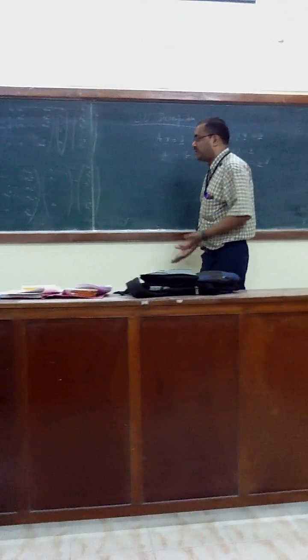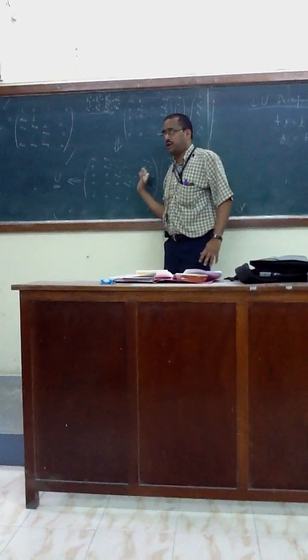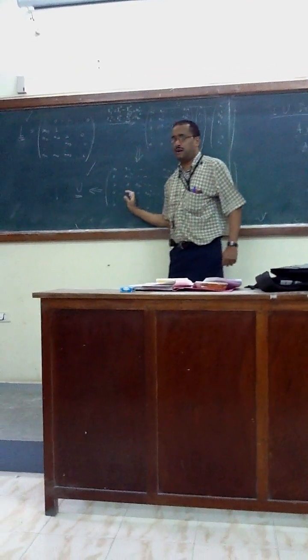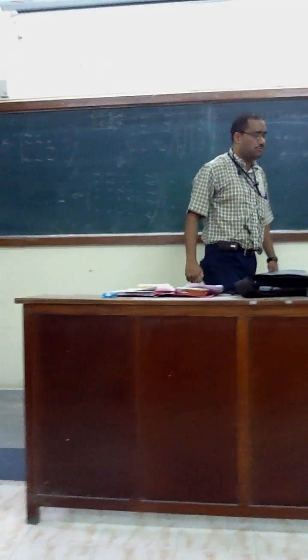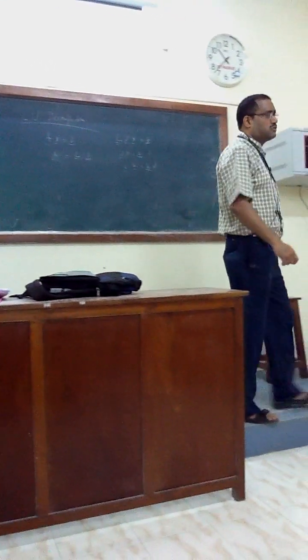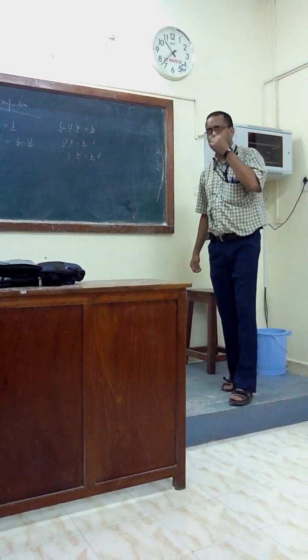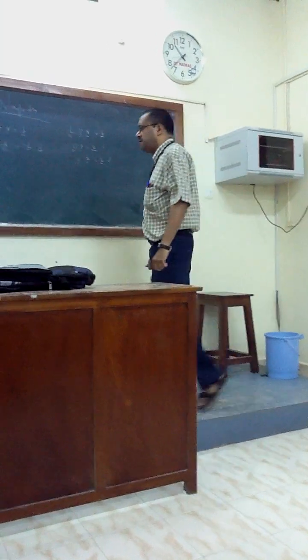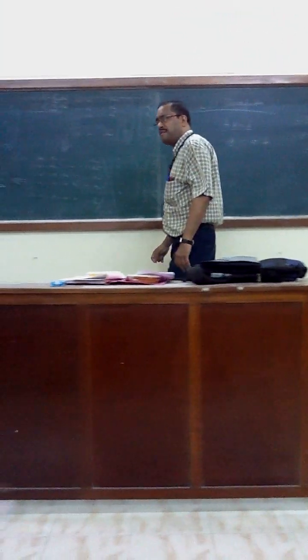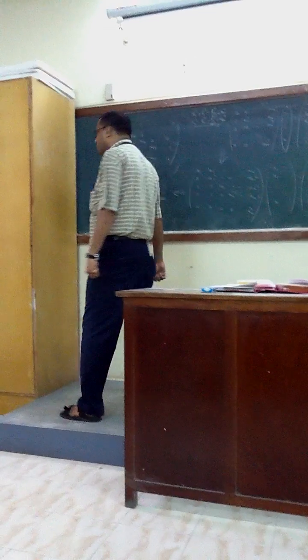So interesting. You can see that we have done this by Gauss elimination. We have stored the factors, and this and this multiplied, if you multiply this L and U, you get the A matrix. How is it possible?